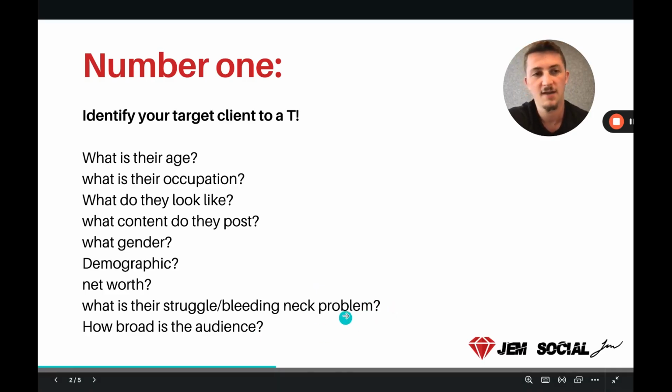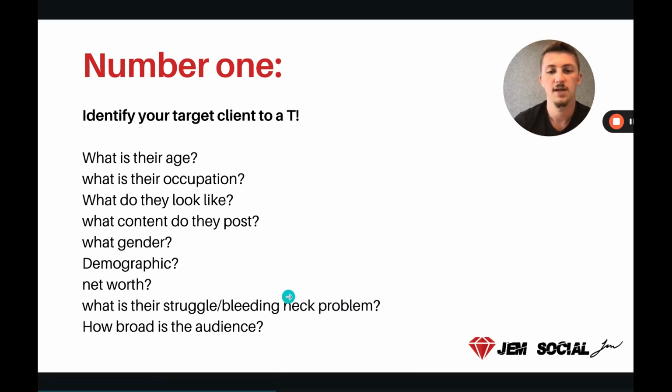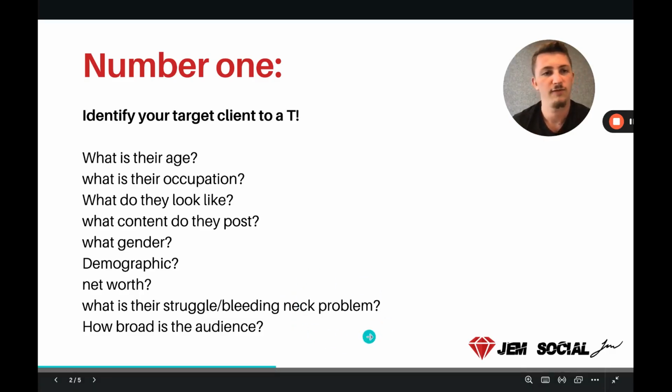Again, if you're in fitness and you work with moms, maybe their bleeding neck problem is that you want to increase their self-esteem, or you want to help them gain more confidence, or gain some muscle, get more fit for their families.